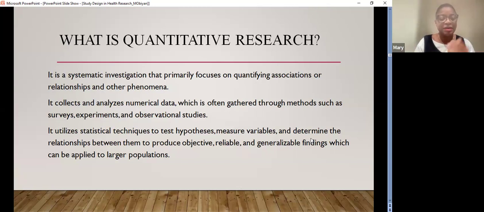Quantitative research is a systematic investigation that primarily focuses on quantifying associations, relationships, and other phenomena. It is systematic. It is methodological. It is methodical. It is step by step. You can't skip step 2 and go to step 4.